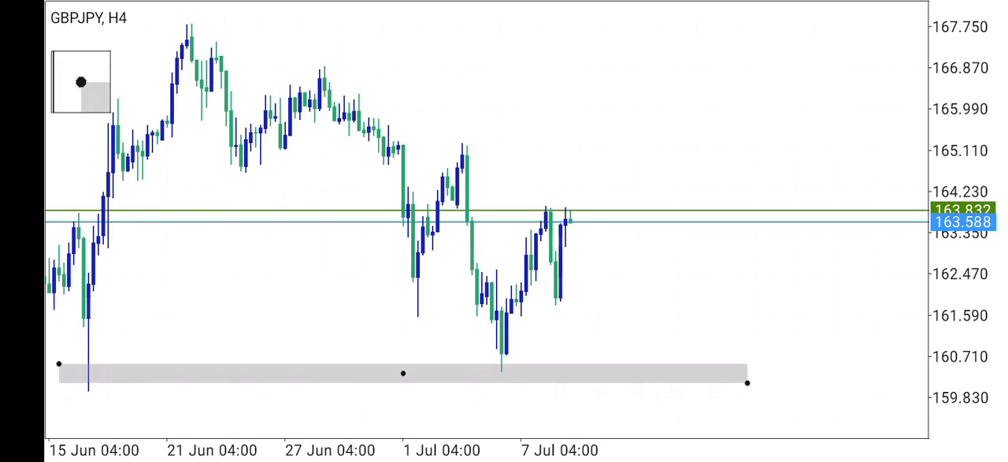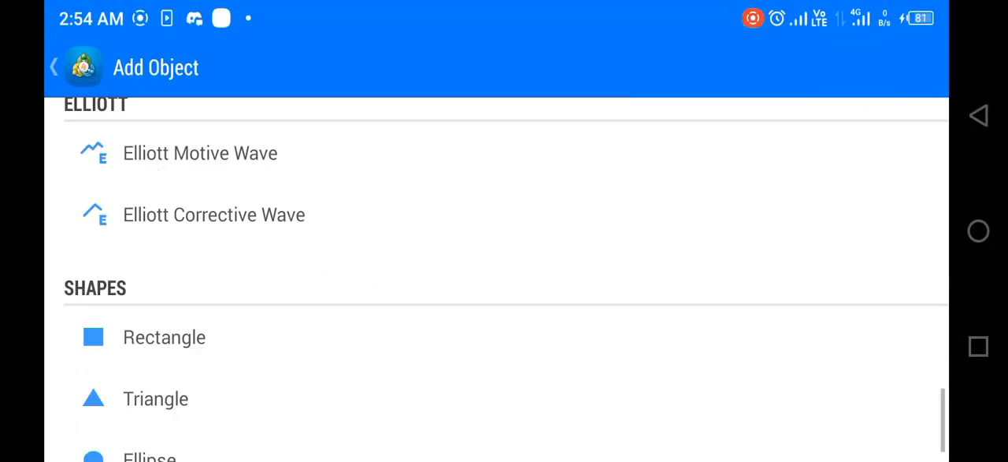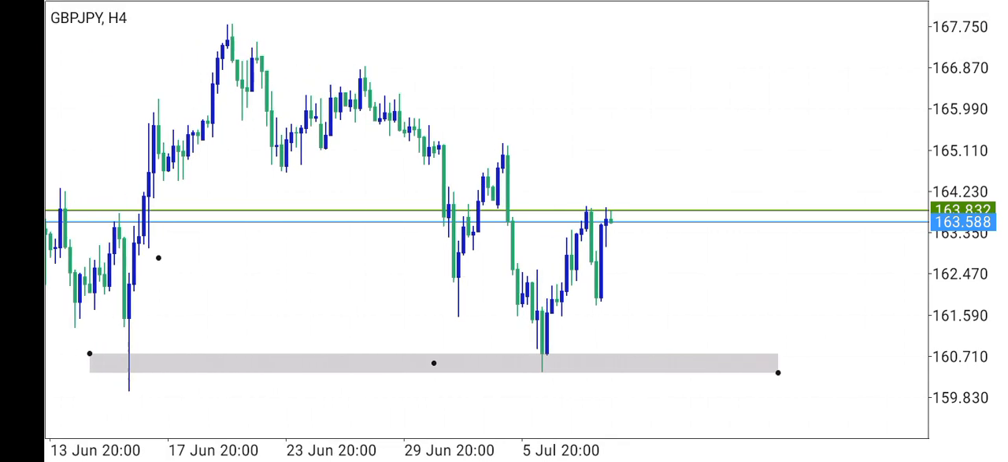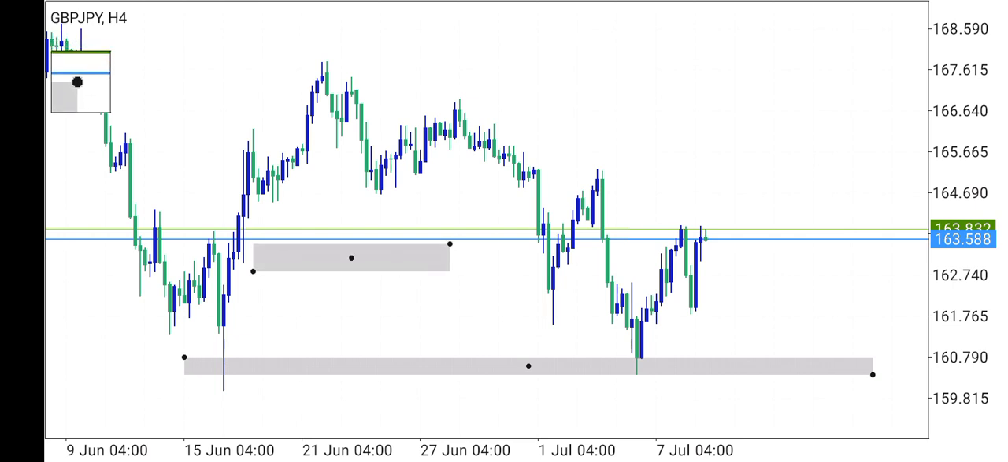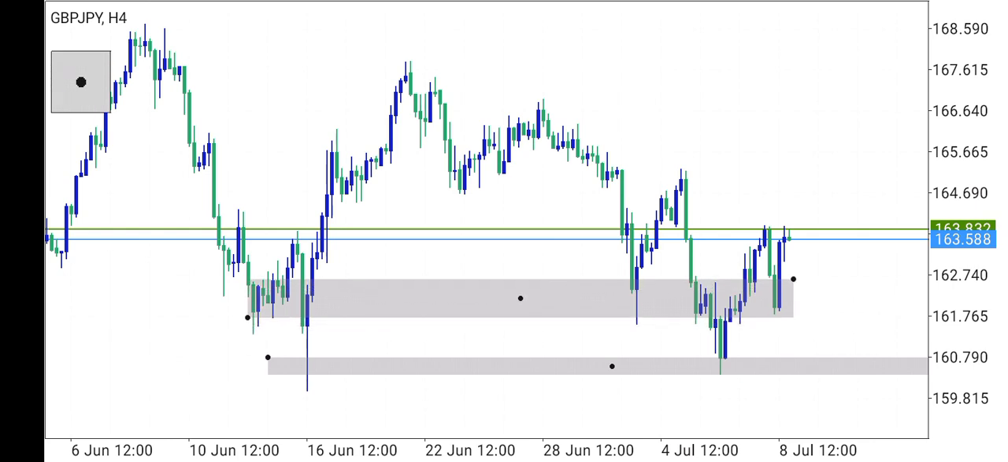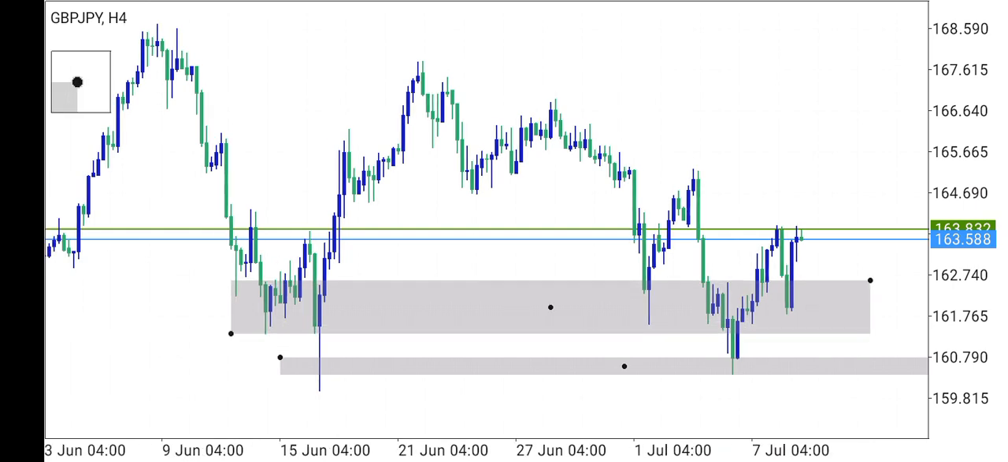Sometimes I'll mark it manually. So I'll mark out my zones, the important ones where price respects the most. Let me use this, because price respected here a lot.